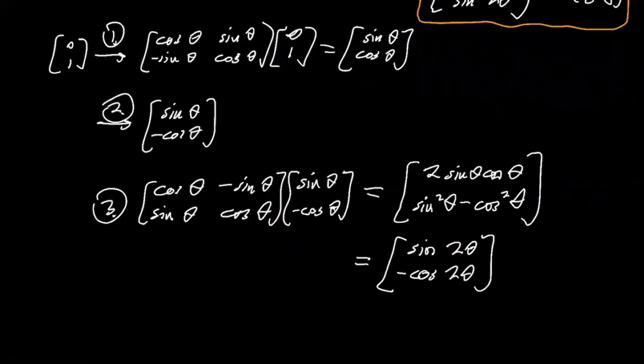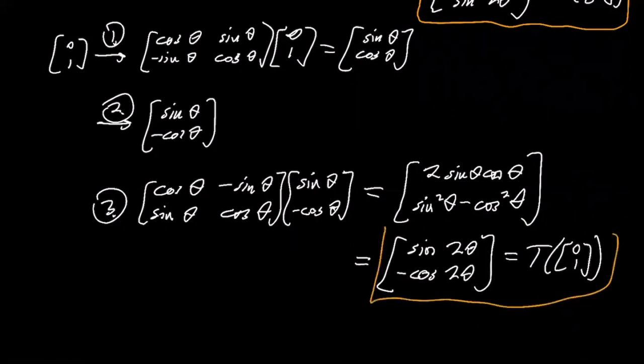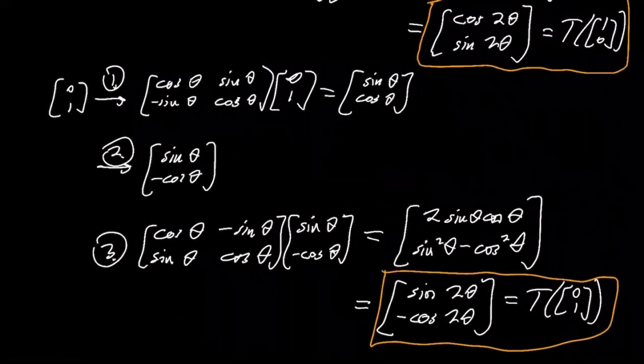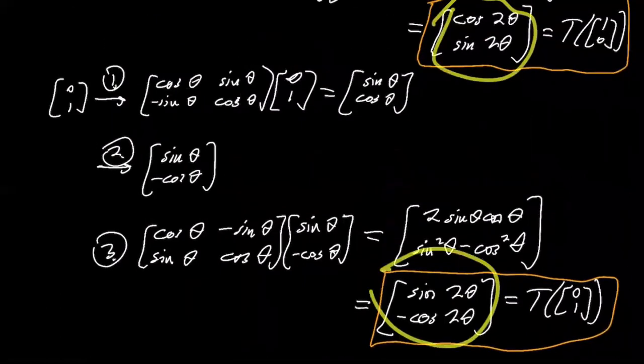Which again, you can try to figure out geometrically why that works like we did with the first one, but there you go. That's the transformation applied to the 0, 1 vector. So the matrix of the reflection, we can write it down now. It's basically just, this is the first column and this is the second column.